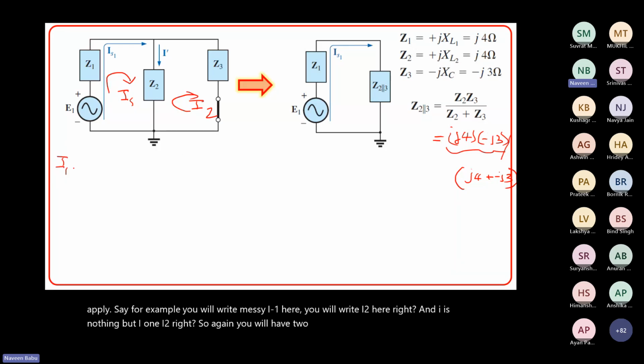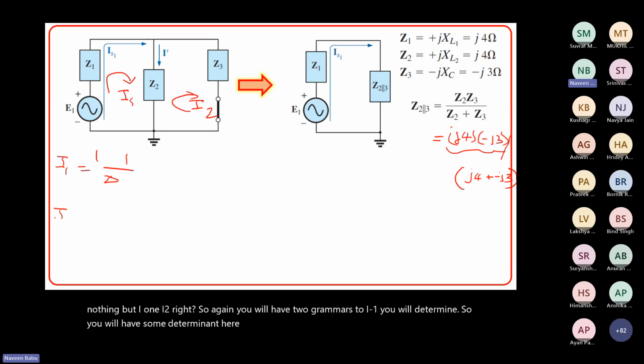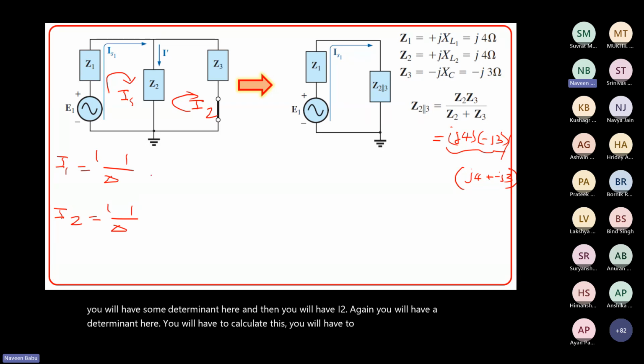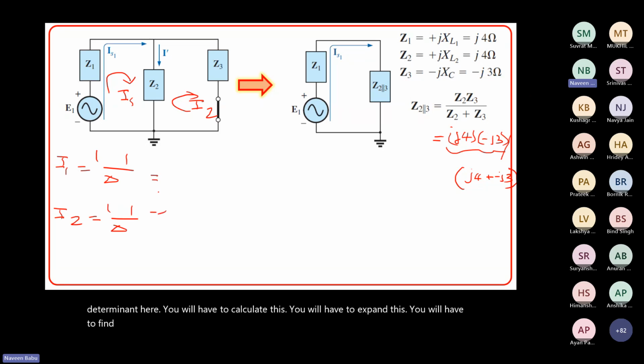I1 you will determine, so you will have some determinant here, and then you will have I2. Again, you will have a determinant here. You will have to calculate this, expand this, and find the difference. So it's a lengthy method, I believe, but you can definitely follow it.